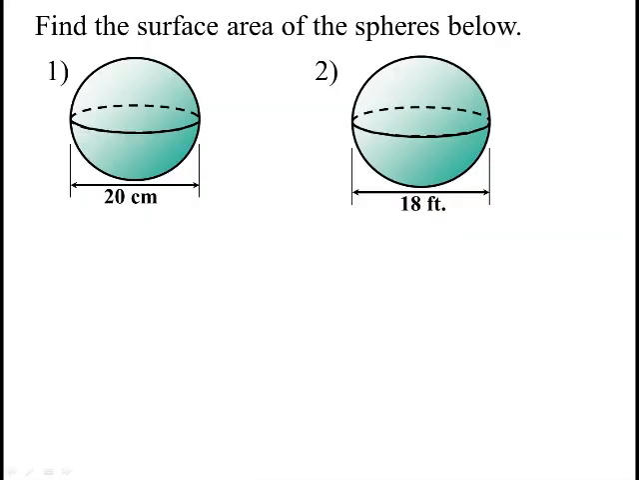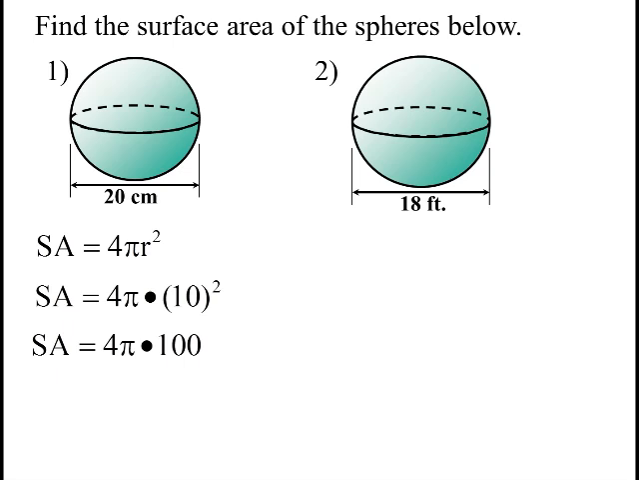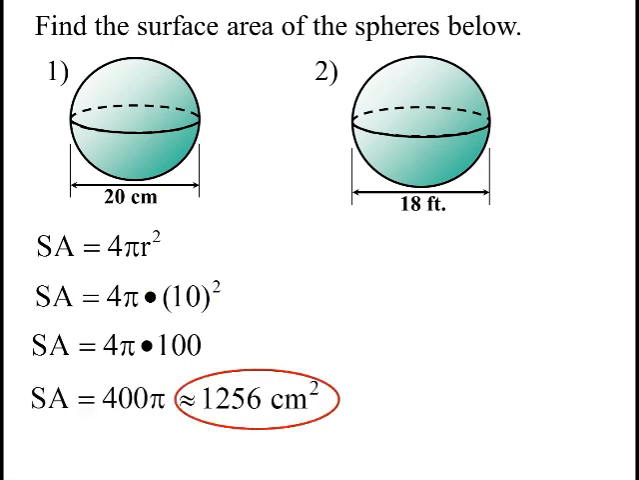Pause the video here and see if you can find the surface area of these two spheres. Remember, you need the radius for this formula, so if the diameter is 20, the radius is going to be 10. On the other one, the radius would be what, 9?